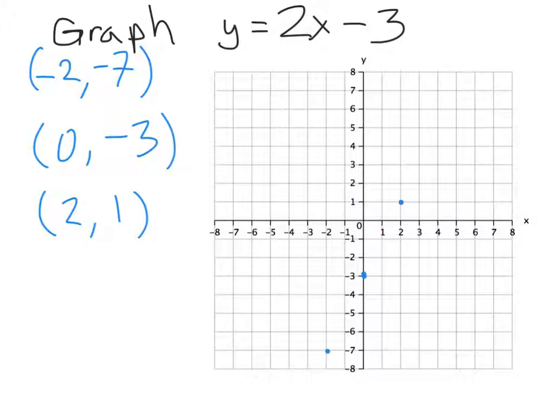So you can see how these fall in a perfectly straight line, which is the point. And if we try to draw a straight line through them, roughly, there we go. This is the line that represents the equation y equals 2x minus 3.